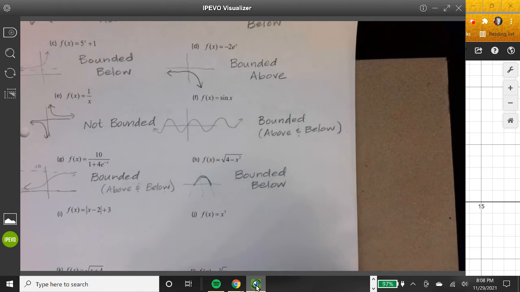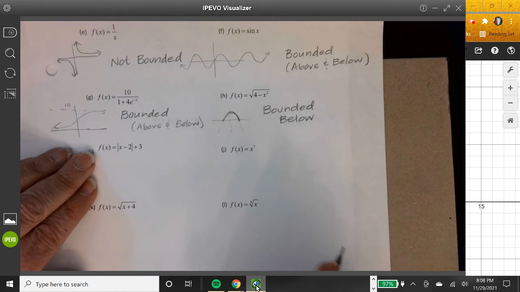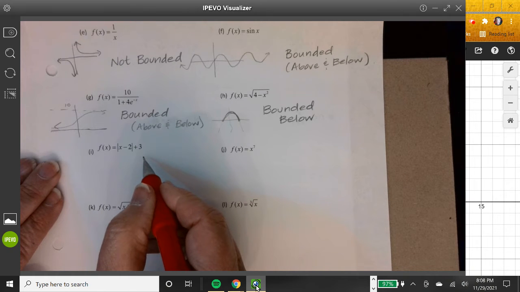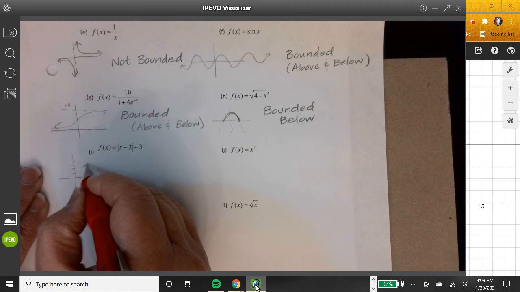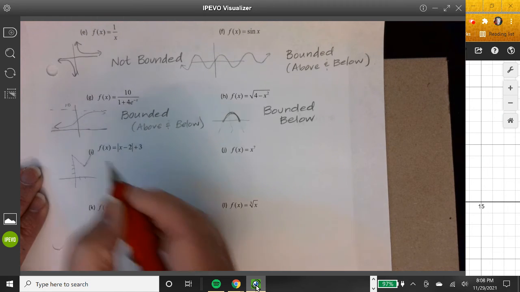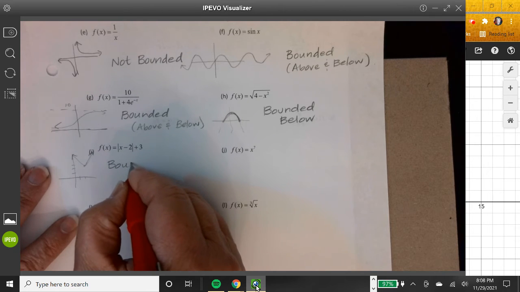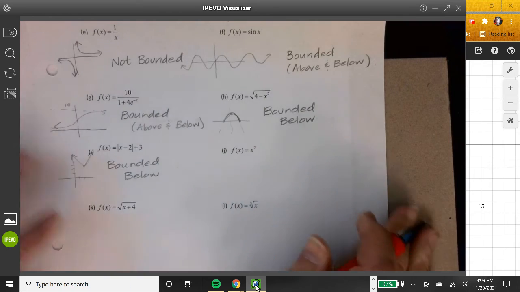All right, let's look at the next one. This is the absolute value of x minus 2 plus 3. Well, this is the absolute value function shifted to the right by 2 and up 3. 1, 2, 1, 2, 3. And then opens up, right? So this is bounded below because these arrows go on forever. So this is bounded below. Oh, a lot of bounded belows.